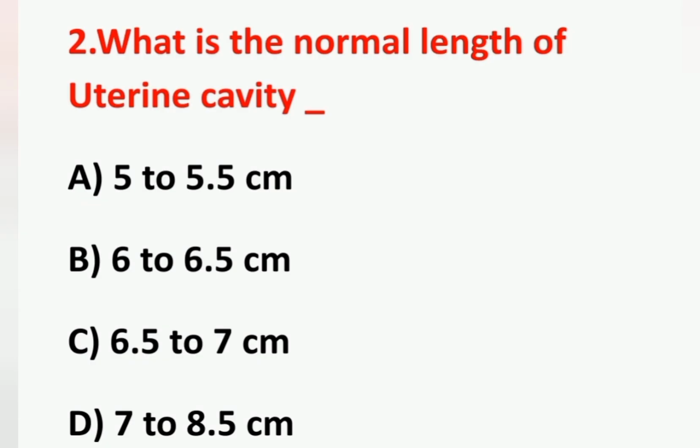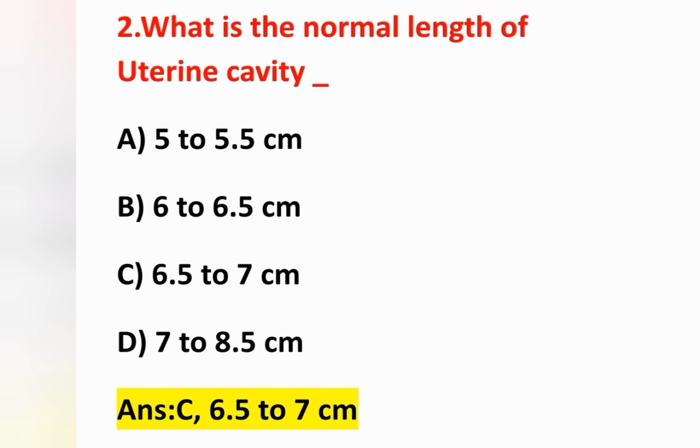Second question, what is the normal length of uterine cavity? Options are option A 5 to 5.5 cm, option B 6 to 6.5 cm, option C 6.5 to 7 cm, option D 7 to 8.5 cm. Correct answer is option C 6.5 to 7 cm.